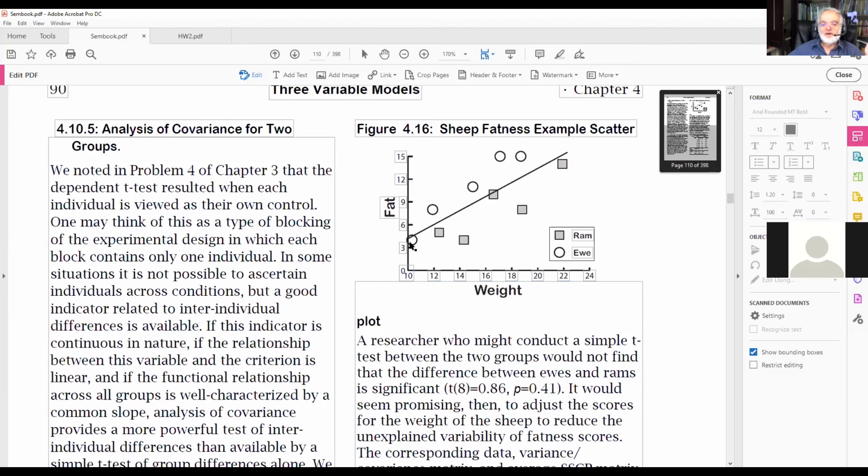And as we're looking at this, we can see that there seems to be a nice linear relationship. The heavier the sheep, the more the fat. But as we look at this example, it seems that all of the ewes store more body fat than the rams, because the rams are busy doing ram things like butting each other in the head.